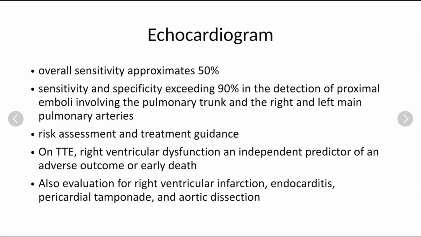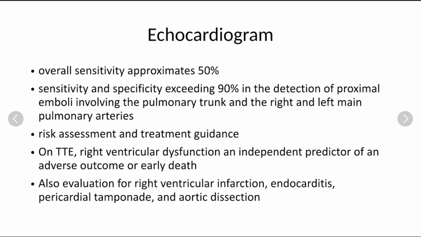Then comes the echocardiogram, the 2D echo. Overall sensitivity is approximately 50%. Sensitivity and specificity exceed 90% in the detection of proximal emboli involving the pulmonary trunk and the right and left pulmonary arteries. Overall, of all the arteries, it is 50%.